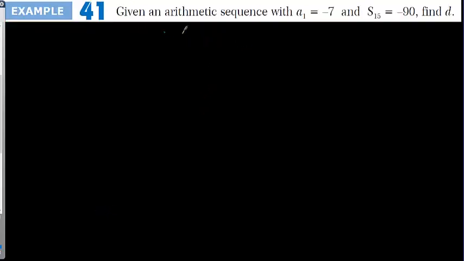We are going to continue with the question. A1 is equal to -7, S15 is equal to -90. Find the D. So Sn is equal to (A1 plus An) over 2 times n. We know this one.